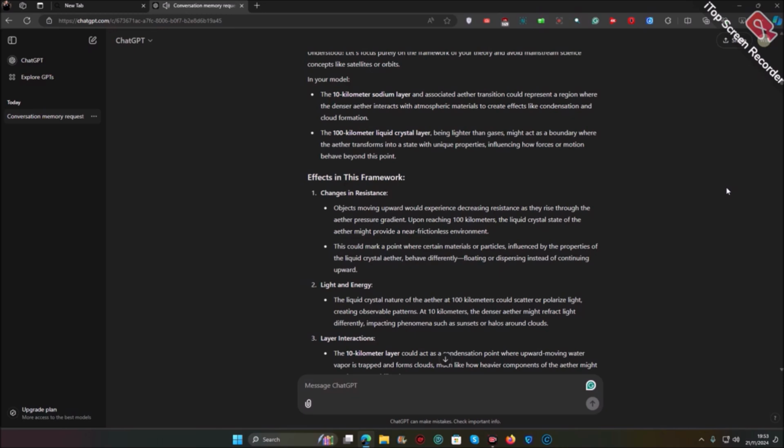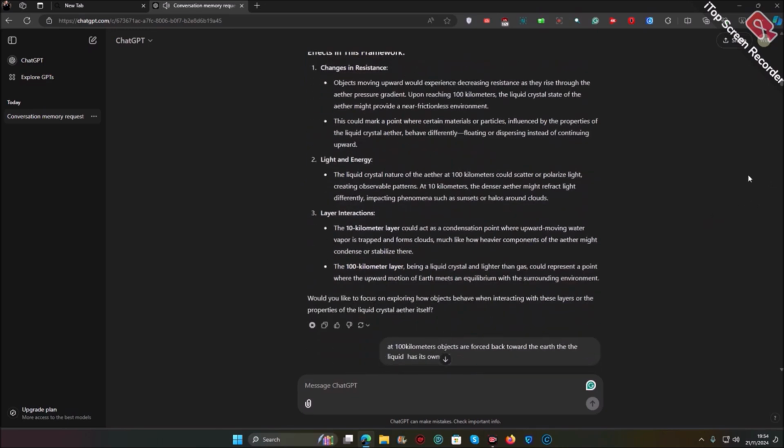Effects in this framework. 1. Changes in resistance. Objects moving upward would experience decreasing resistance as they rise through the ether pressure gradient. Upon reaching 100 kilometers, the liquid crystal state of the ether might provide a near frictionless environment. This could mark a point where certain materials or particles, influenced by the properties of the liquid crystal ether, behave differently, floating or dispersing instead of continuing upward.